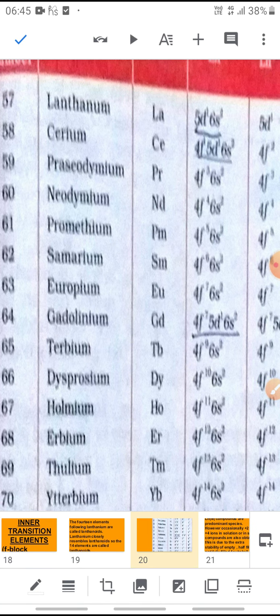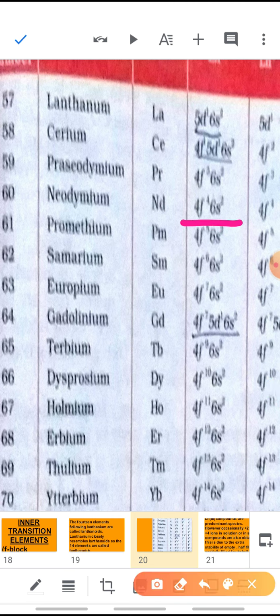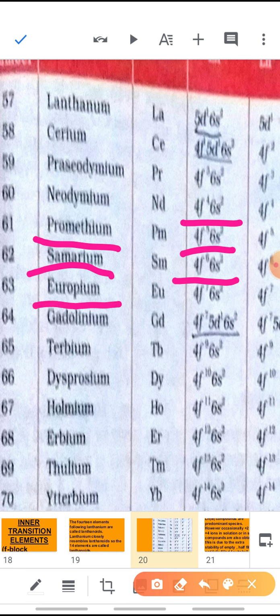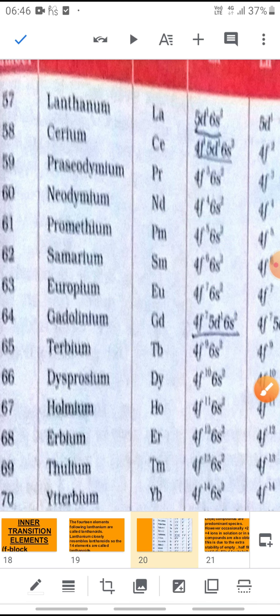The next one is praseodymium. The configuration is 4f3, 6s2. Neodymium, the configuration is 4f4, 6s2. Promethium is 4f5, 6s2. Now samarium 4f6, 6s2. Europium 4f7, 6s2.